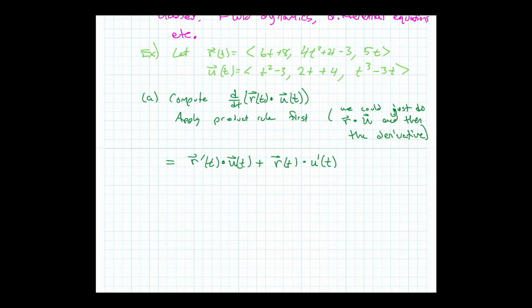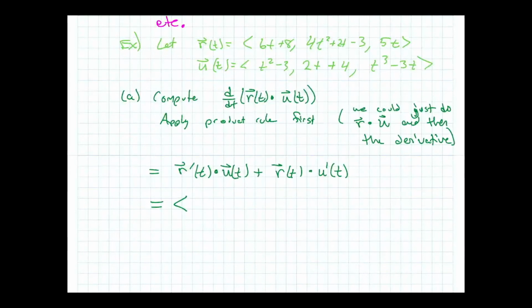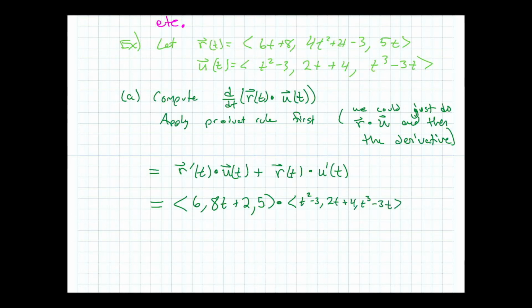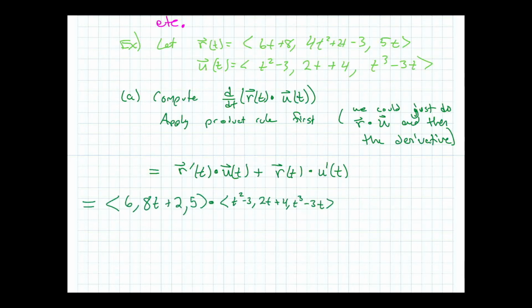So what's r prime? r prime would be the derivative of r. So I'm just going to do this derivative. The derivative of 6t plus 8 is just going to be 6. The derivative of 4t squared plus 2t minus 3: the derivative of 4t squared is going to be 8t, and then plus 2. And then the derivative of 5t is 5. So there's your r prime dot u, which is the one that they're listing there. Just have to write it all out. Quite tedious. Move this over to give myself more room.